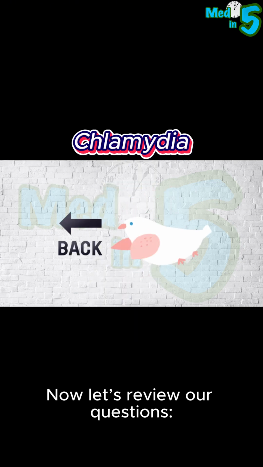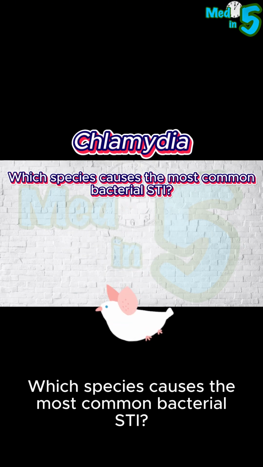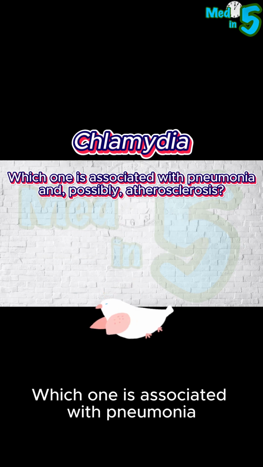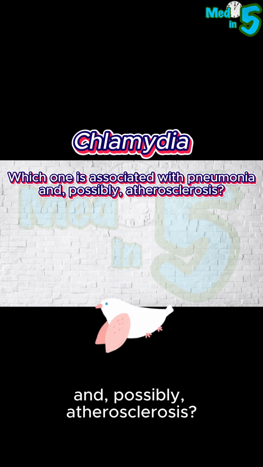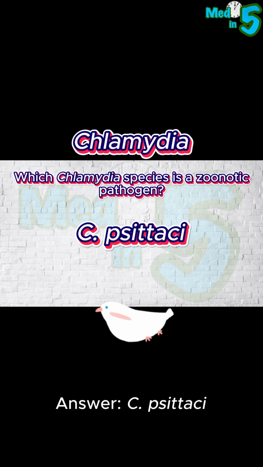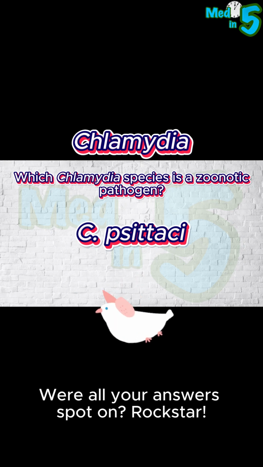Now, let's review our questions. Which species causes the most common bacterial STI? Answer: C. trachomatis, serovars D to K. Which one is associated with pneumonia, and possibly atherosclerosis? Answer: C. pneumoniae. Which Chlamydia species is a zoonotic pathogen? Answer: C. psittaci.